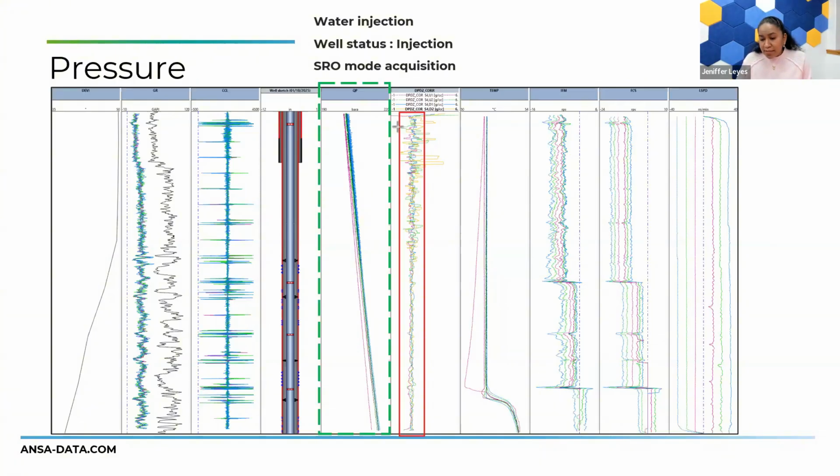We can also see that this density is steady throughout the well. The pressure gradient is also steady. And this is what we were expecting to see in this well, being a water injection well. So we can now move confidently to check the next curve. So I'm going to move to the next one.